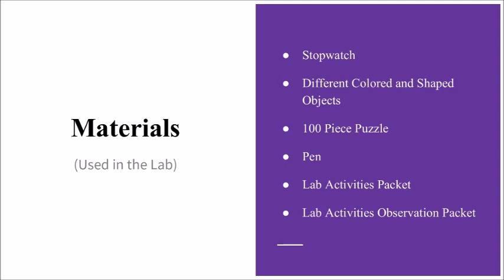For the materials used in our experiment, we utilized a stopwatch to accurately measure time throughout the experiment, different colored and shaped objects to use in activity number 1, the memorization game, a 100-piece puzzle for use in the puzzle activity, a pen to record data, a lab activities packet for subject use to fill in with data, and finally, a lab activities observation packet for researcher use only to later be utilized in our results.